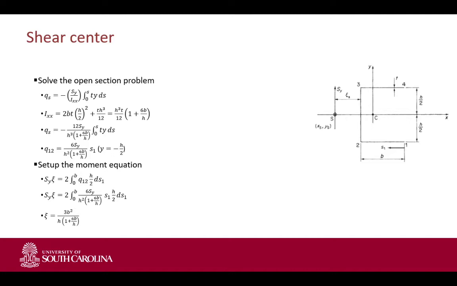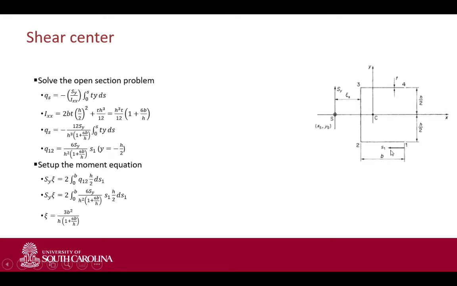And then we set up our moment equation. In this case, the moment equation is Sy multiplied by psi, which is the distance to the midpoint of 2-3. And that must be equal to the moment caused by the shear flow in 1-2, plus the moment caused by the shear flow in 3-4.